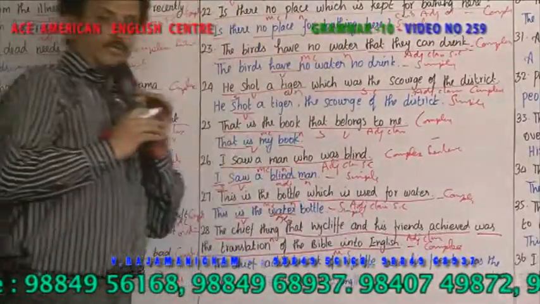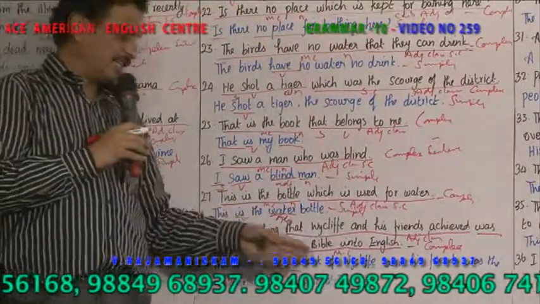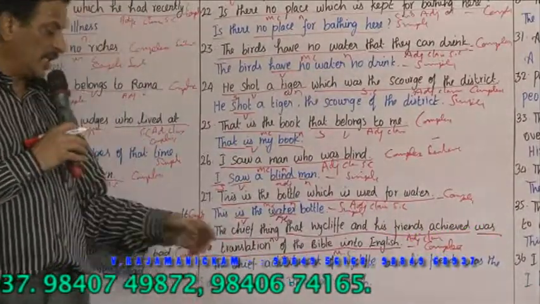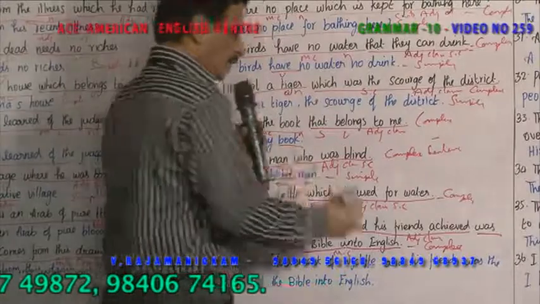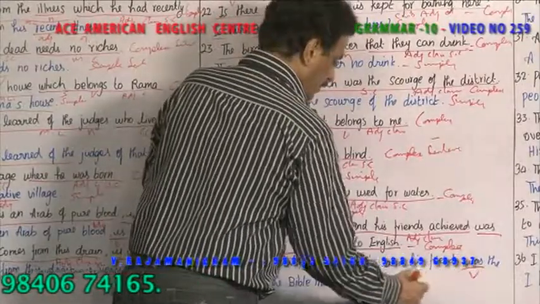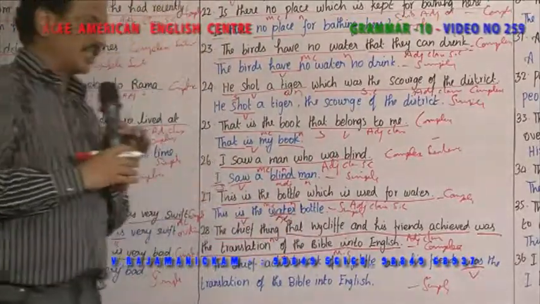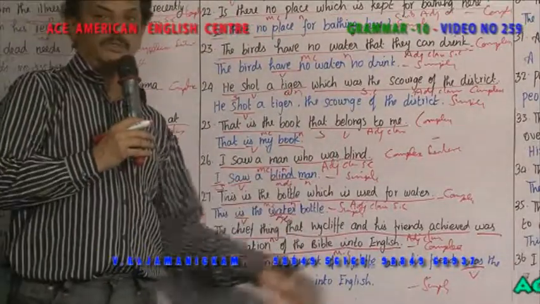How do you convert it into a simple sentence? "The chief achievement of Wycliffe and his friends was the translation of the Bible into English." So only one verb, "was," is there. So it is a simple sentence, right? The chief thing that is described is expressed with the word "achievement."